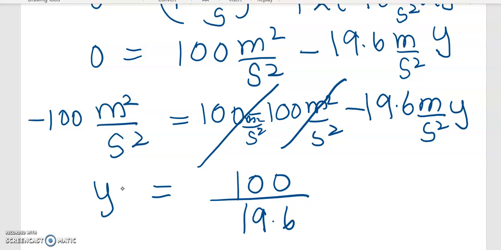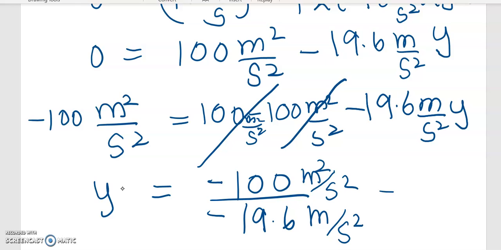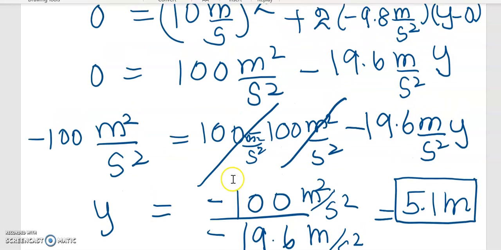Wait, what happened to the negative signs? Okay, so you have negative on the top and the bottom. You can simply ignore it, but even if you put it, it will cancel out anyway. The units are meter squared per second squared divided by meters per second squared. So give me a second until I put these numbers into my calculator, guys. You don't have to wait for me. You can do it. You should get 5.1 meters as the final y position.